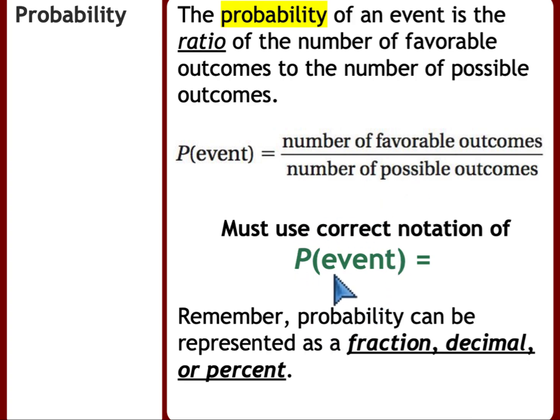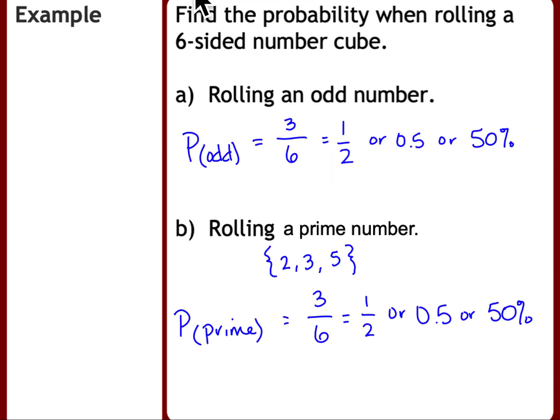And again, just as a big reminder, write capital P and some abbreviation for the event you're looking at for this probability. And remember, probability can be written as a fraction, decimal, or percent. So if you're asked to find the probability of rolling a six-sided number cube and getting an odd number, so probability of an odd is, well, there's 3 possible ways to get an odd, 1, 3, and 5 out of 6 possible, which is a half, or 5/10, or 50%.